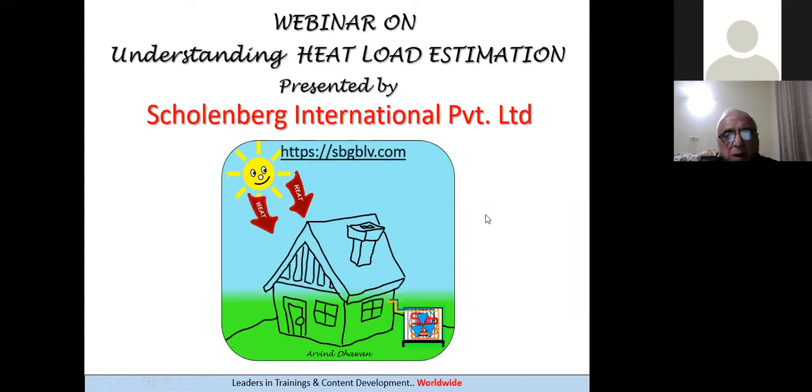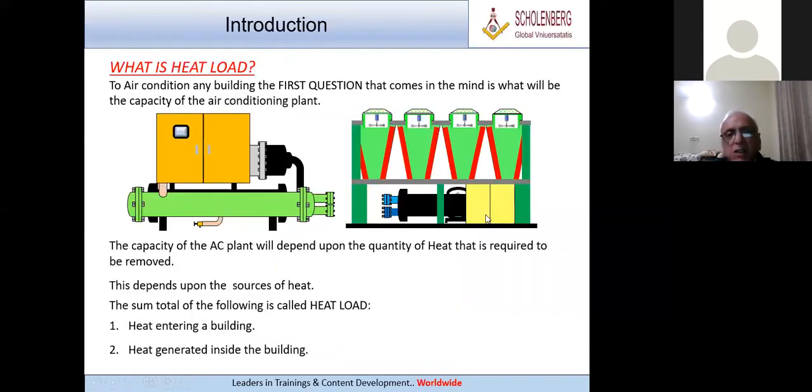So we start again. This is the first slide. Now, second slide. What is heat load? To air condition any building, the first question that comes in the mind of everybody is, what will be the capacity of the AC plant?